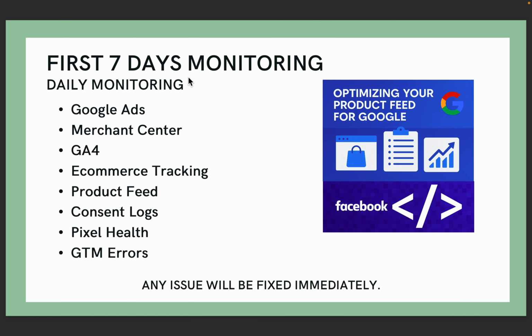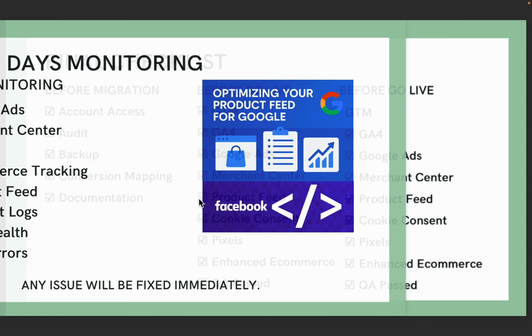For the first 7 days, we make sure we monitor all the same things the client wants, and if any issue comes up, it will be fixed immediately. This is the main thing here. Also, optimizing the product feed for Google, and also the Facebook library and Facebook catalog as well. These are all the things here.